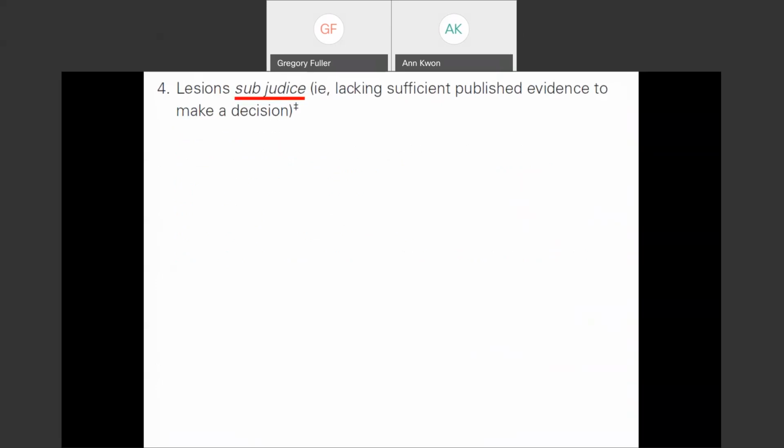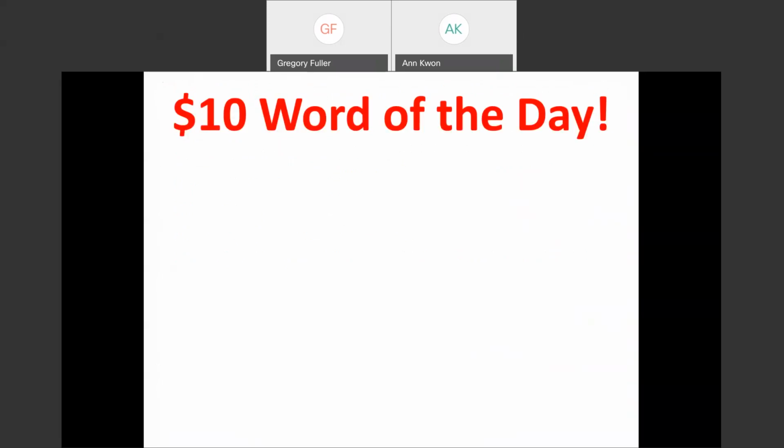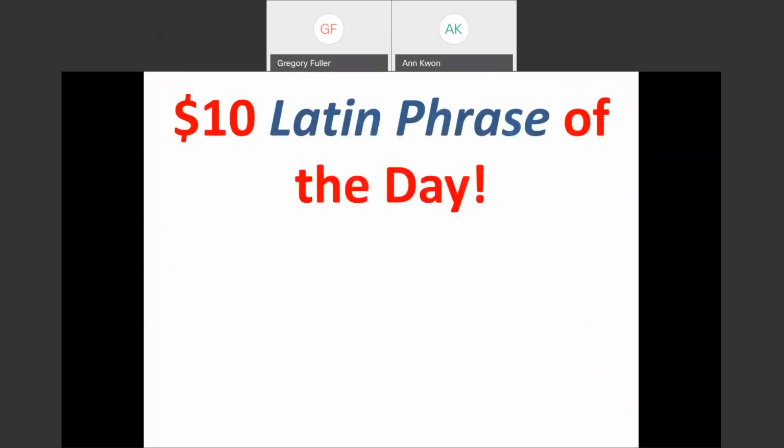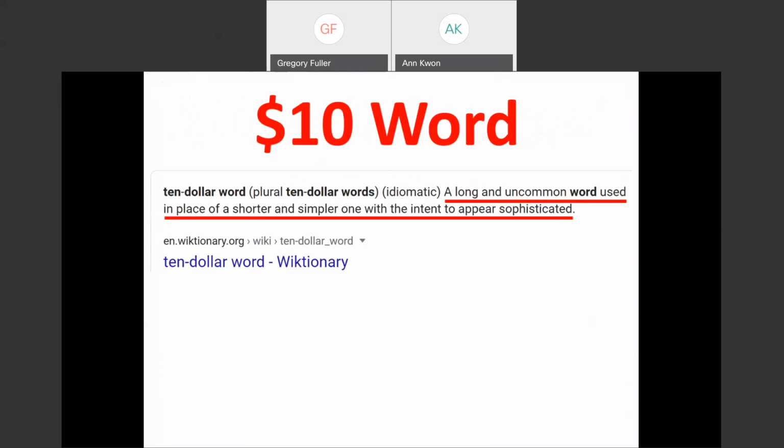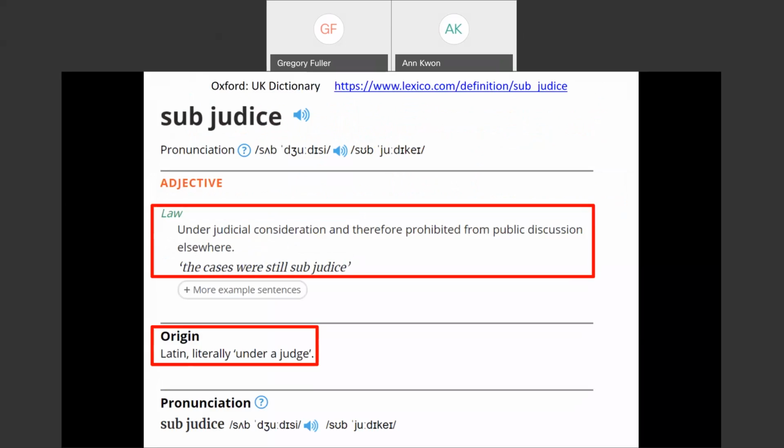Okay, here are the lesions, which we'll look at now. I want to talk about this Latin phrase. It's the $10 word of the day. All right, we can call it the $10 Latin phrase of the day. Here it is: a long, uncommon word or phrase used in place of a shorter and simpler one with the intent to appear sophisticated. And let me tell you, most oncologic neuropathologists really, really, really want to appear sophisticated. I'm sorry, they're just not. Anyway, yes, that's where we get it from.